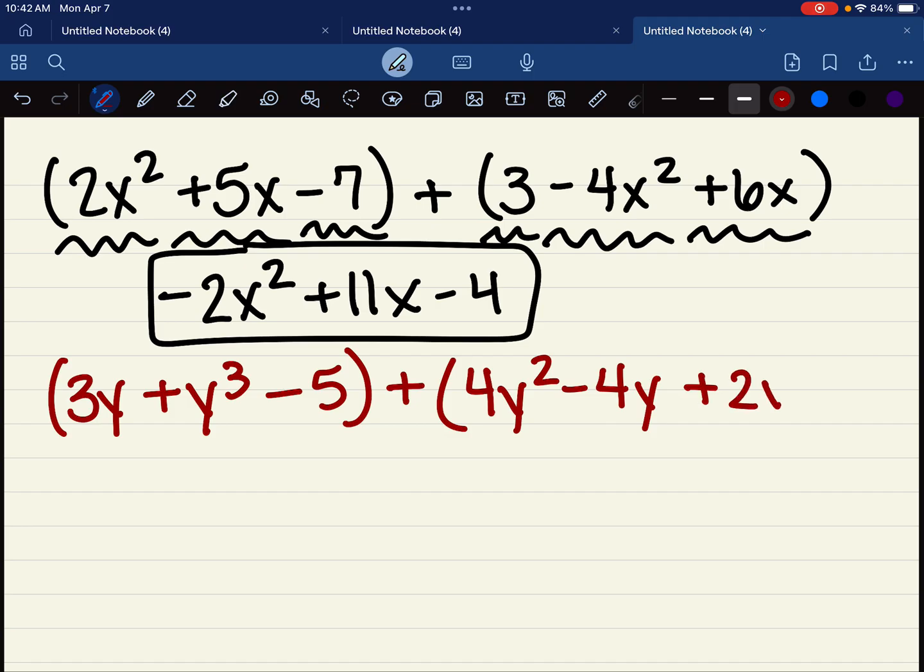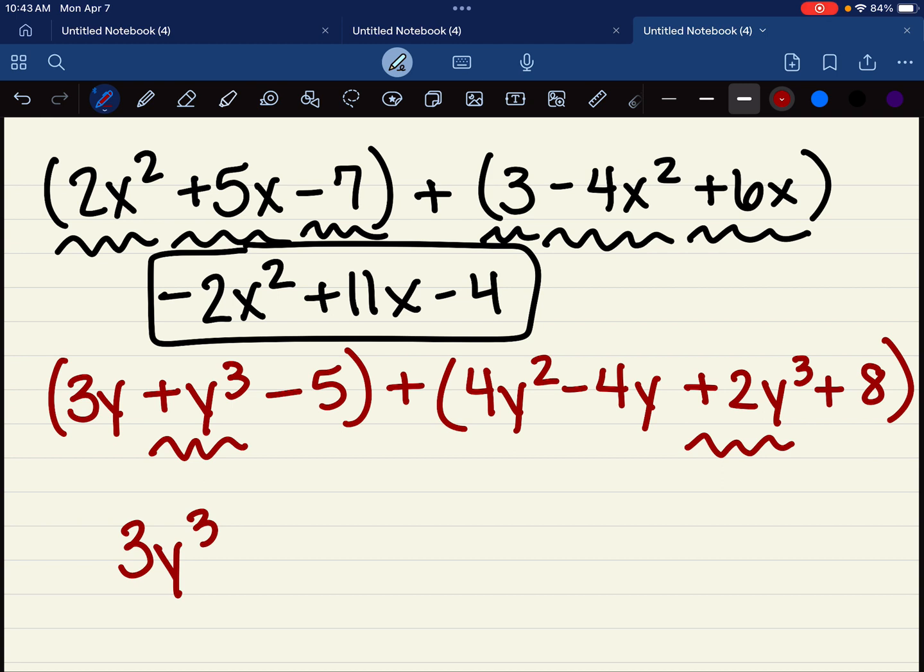The other thing is you've got to pay attention to your signs. A lot of times we tend to not pay attention to our signs, okay, and that can get us in trouble. So, of these terms, what has the highest degree? Y to the third. So, I have what numbers in front of this one? So, I have 1y to the third plus 2y to the third. What's that give me? 3y to the third, okay? Then I would move to y to the second. What if I don't have anything to add that to? Okay, and what do I put in front of it? Plus, because it's positive. So plus 4y squared.